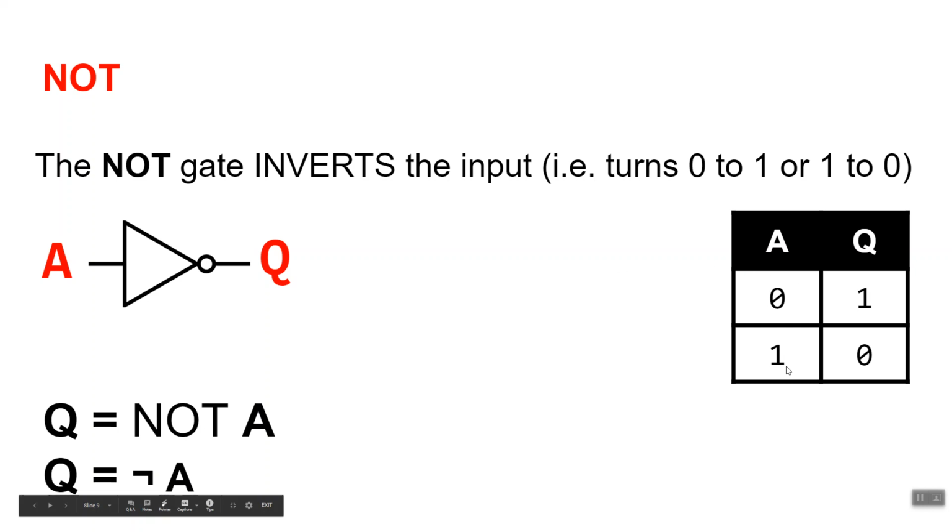In terms of a truth table, it's the easiest and simplest one to draw. Here it is: both the possible input values for A, 0 and 1, and both the possible output values, which are 1 and 0. So if it's not 0, it must be 1, and if it's not 1, it must be 0. So NOT is a really straightforward one to do this with.